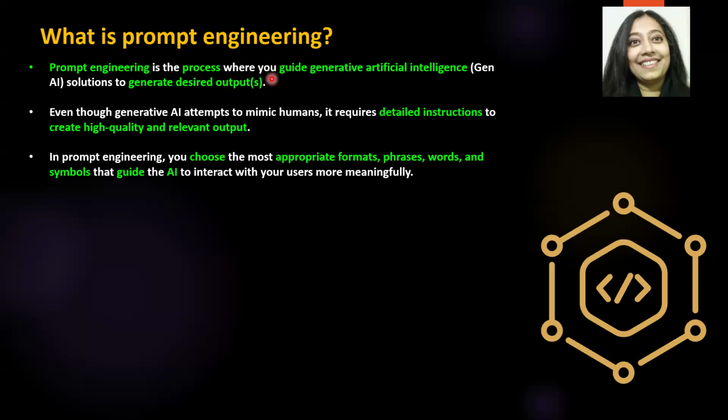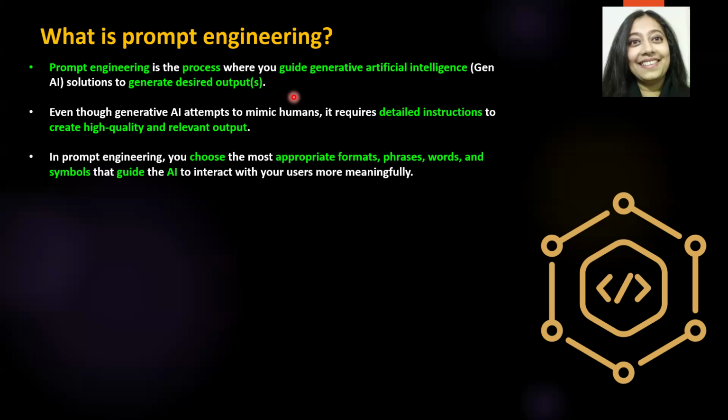Now let us discuss what is prompt engineering. Prompt engineering is the process where you guide Gen AI solutions to generate desired outputs. So the user came and told you, okay, why is the sky blue? Or write me an essay on love, or write me a romantic poem, or write a small paragraph for me on the different states of US. It could be anything that they want to ask.